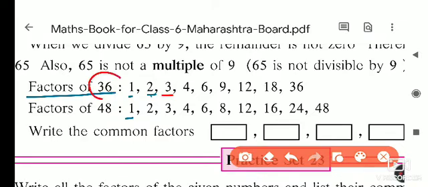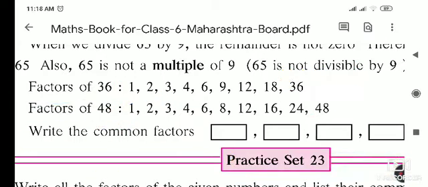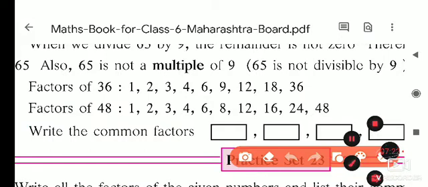If we add 3 and 6, 3 plus 6, the answer is 9, and 9 is divisible by 3. That's why 3 is also a factor of 36. Now if you are taking 4, 4 9s are 36.